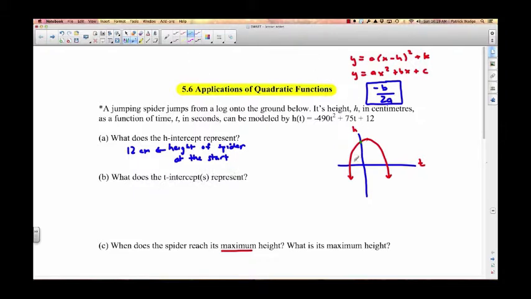In this case, there's two of them. There's one here, and there's one here. So what do those represent? This is where h equals 0, right? For any of these points on this t-axis, the h value is 0. H is 0. Well, h stands for height. This is where the height is 0. In other words, this is where the spider hits the ground. Okay, let's write that down. This is the time when the spider reaches the ground.